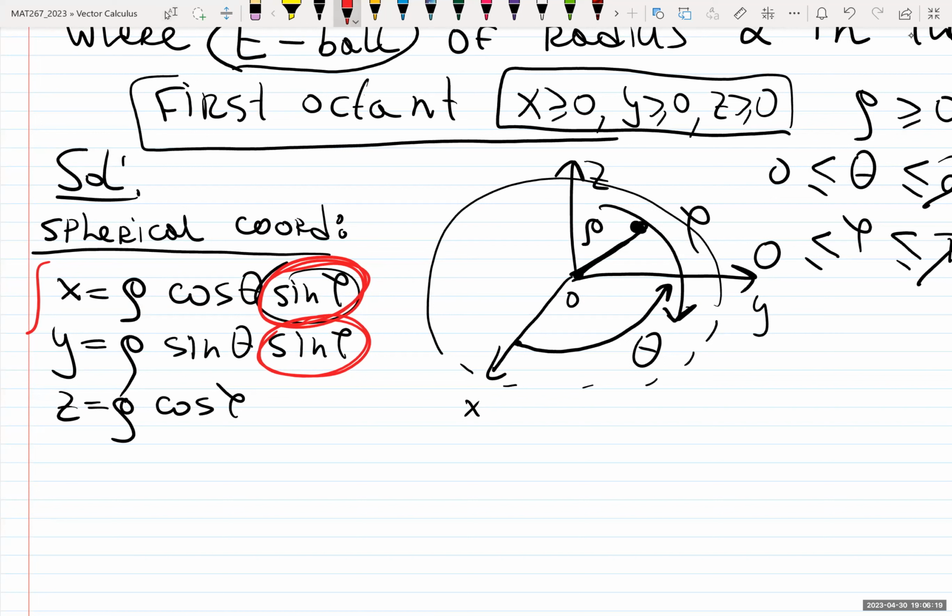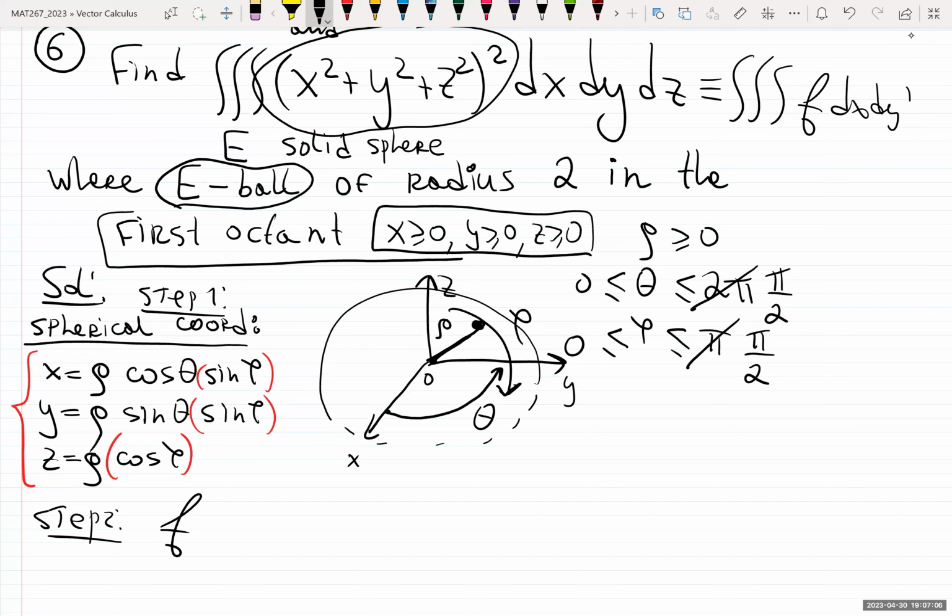Now what we do, lots of steps. I mean, not that many. Step 1, know the formulas. Step 2, rewrite your function f. F is whatever is inside of the integral. Sometimes they call it capital F, dx, dy, dz, like that. So rewrite it in terms of whatever you just wrote.